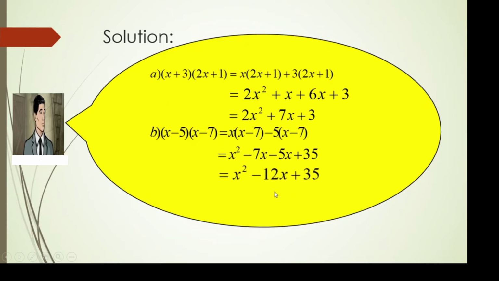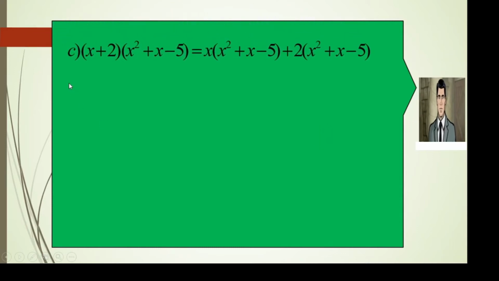Next, copy x squared. Then combine negative 7x and negative 5x. By the law of signs, you combine 7x and 5x, then copy the common sign, and that is negative. So it becomes negative 12x. Then copy 35. Okay, next, letter C.